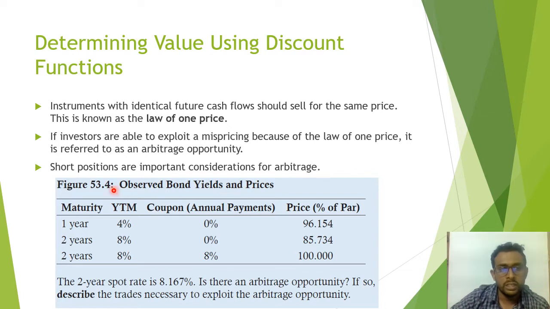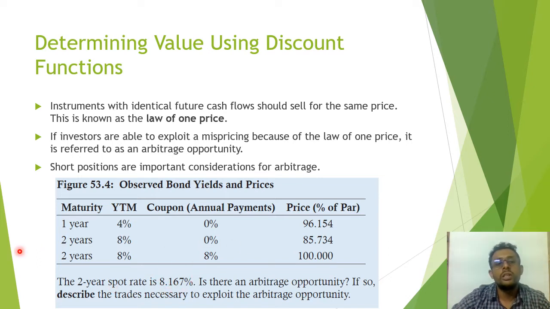Okay, so if you see this example, observed bond yields and prices. One year is 4% YTM, zero coupon, 96.154 is the price. These three prices are given, and they have said the 2 year spot rate is 8.167. Is there an arbitrage opportunity? Describe the trades necessary to exploit the arbitrage opportunity. In this case, I will tell you there is an arbitrage opportunity because they are only providing an 8% coupon for 2 years, while the 2 year spot rate is 8.167.